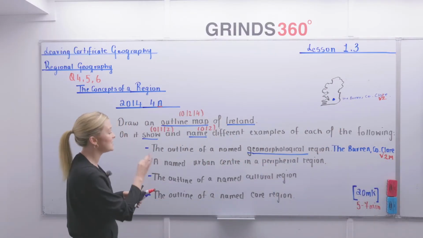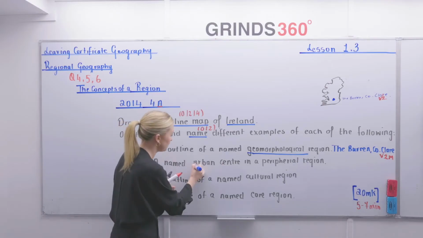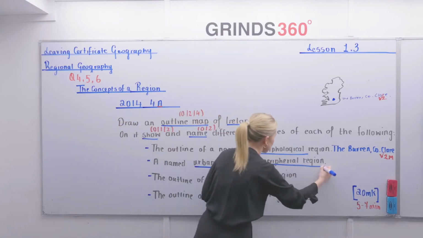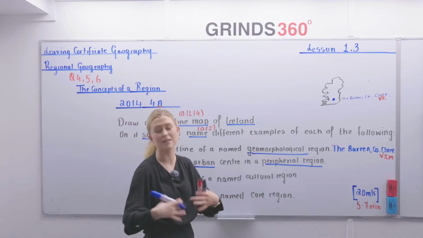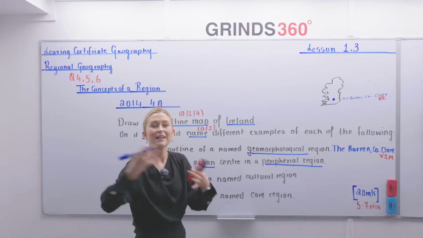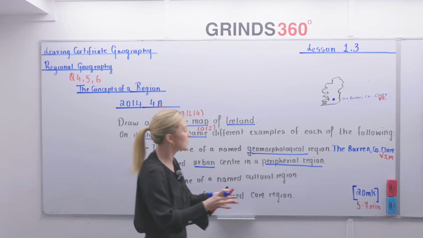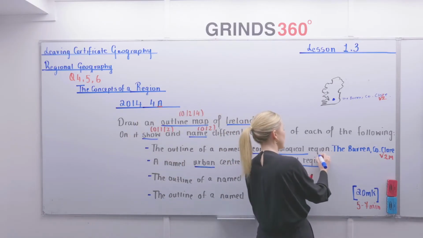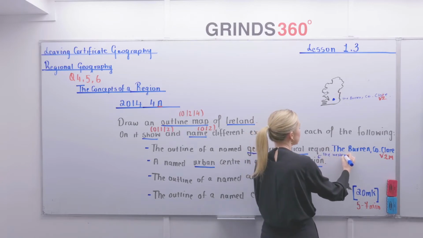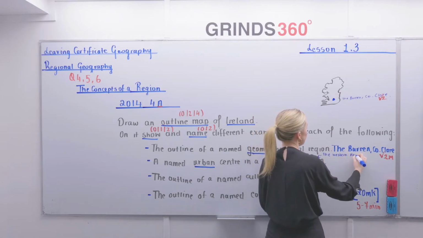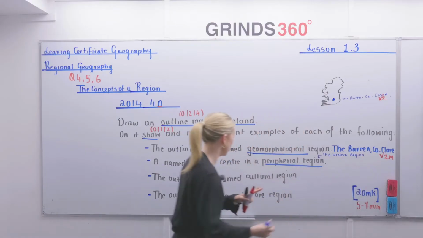The second one here is a named urban centre. I'm going to highlight the word urban. Urban centre in a peripheral region. Now, peripheral regions, remember, are your underdeveloped regions. They're the regions that tend to be seen as less affluent, okay? So in this case here, obviously, they're not looking for the peripheral region, but I'm just going to make a little note here. The peripheral region we're going to be studying in Ireland is the western region. They're not looking for that, okay? But I just want you to make a little note of that for yourself.